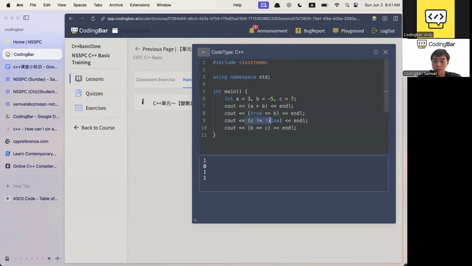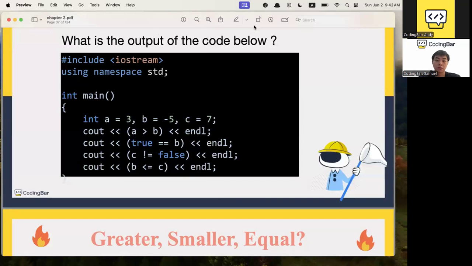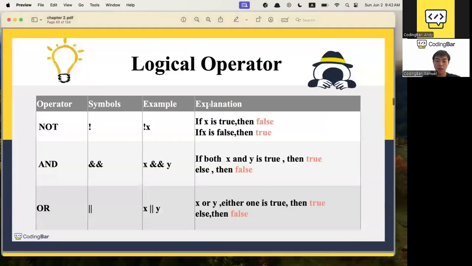And also back to this, C not equal to false. False will be converted into 0 during comparison. So 7 not equal to false is true. 7 is not equal to false. It is true. Okay.